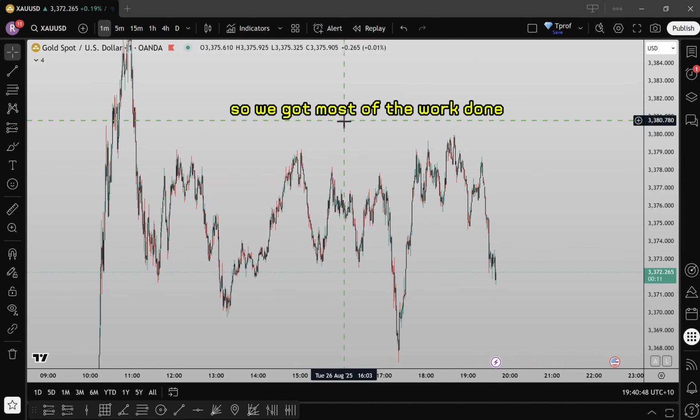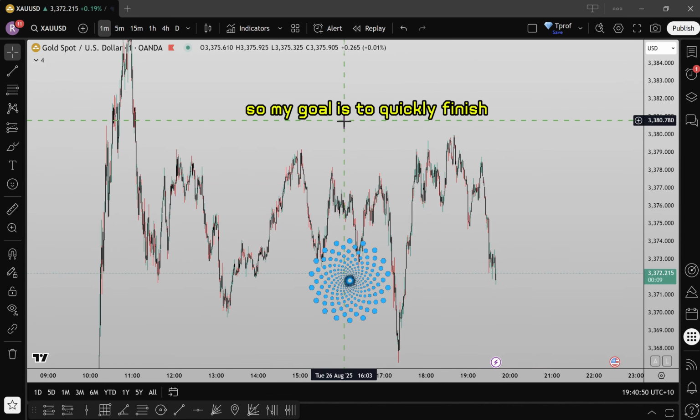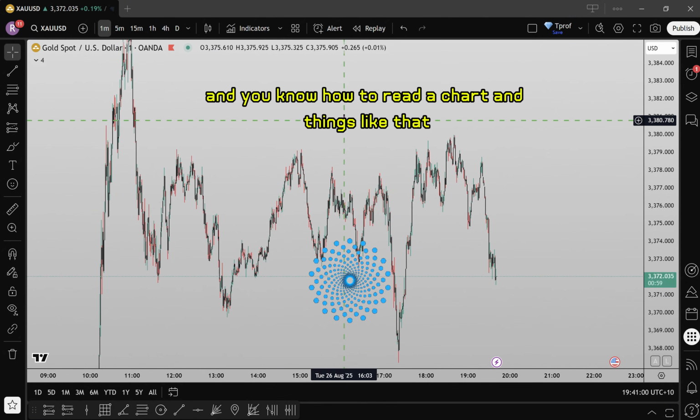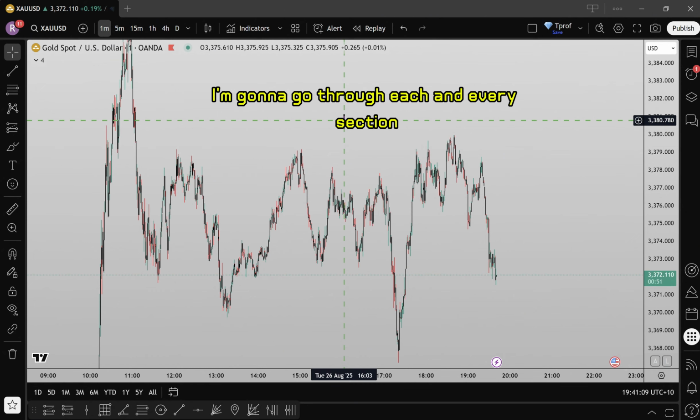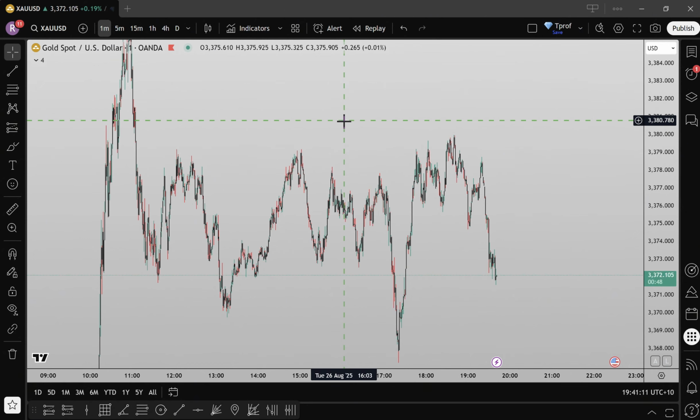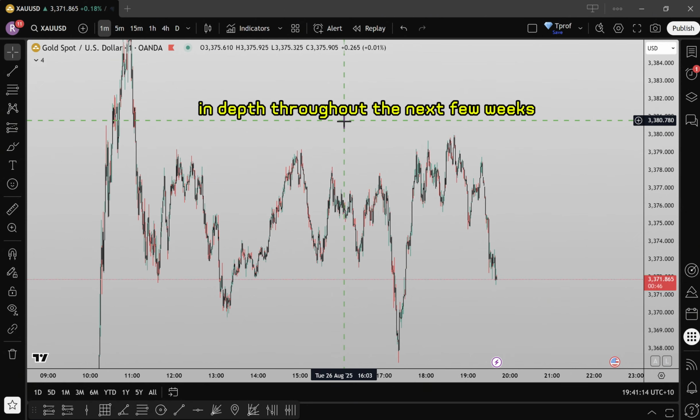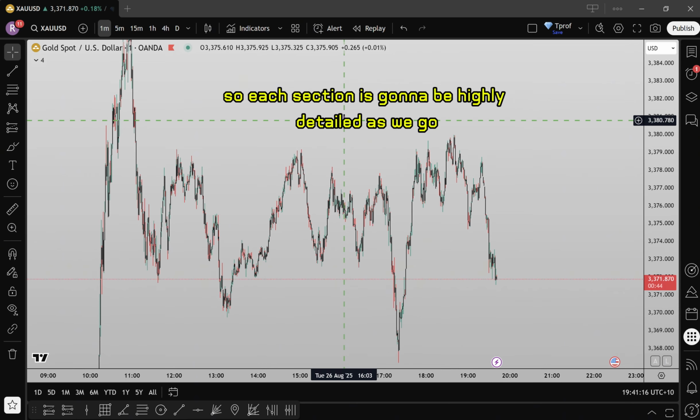So we got most of the work done. My goal is to quickly finish the main parts of the course so that you know what trading is, you have to get started, your platform, and you know how to read a chart and things like that. As soon as possible, I'll finish these bits, upload them, and then I'm going to go through each and every section in detail, in depth, throughout the next few weeks. Each section is going to be highly detailed as we go.